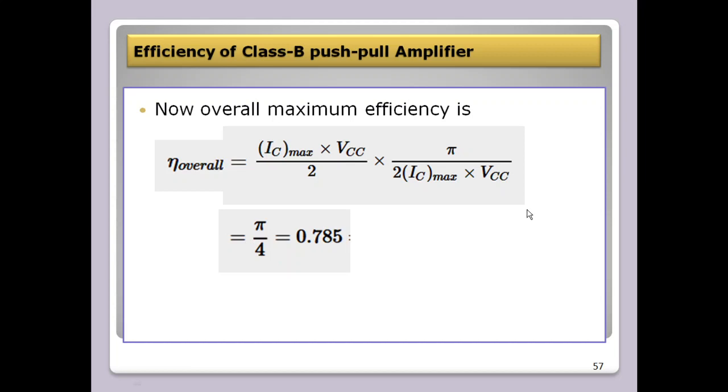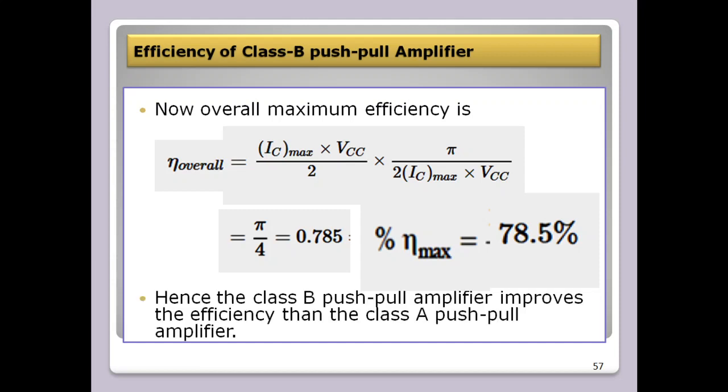So here the IC maximum and VCC both get cancelled. The resultant is pi by 4, because 2 into 2 is 4. So pi by 4, now you get the simplified answer. Pi by 4 is equal to 0.785. If you multiply with 100, then you get 78.5%, which is the percentage efficiency of a class B push-pull amplifier.